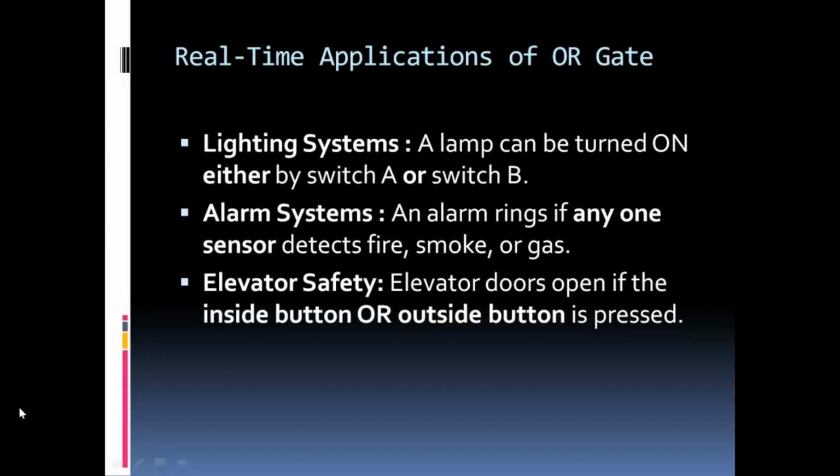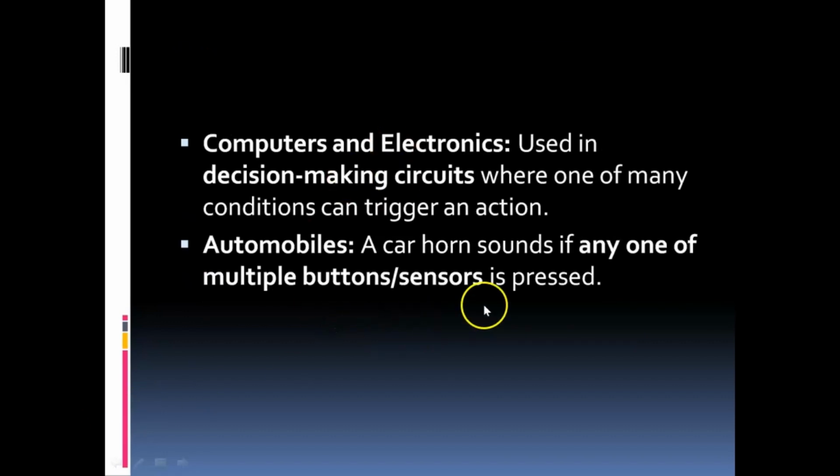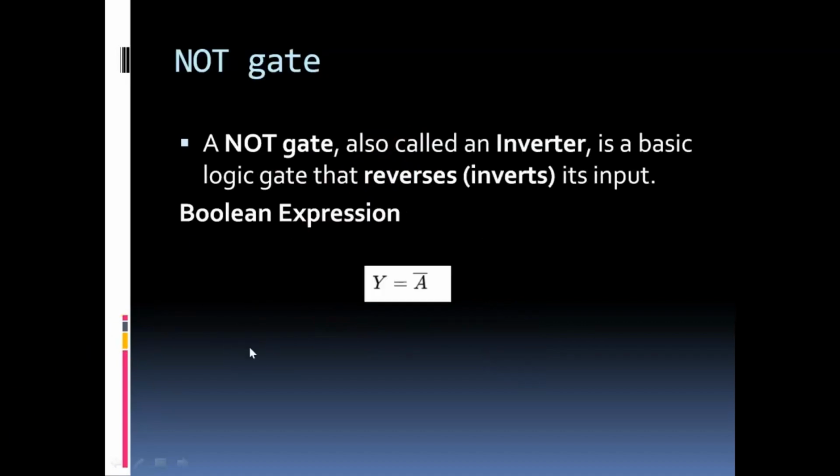The next example is elevator safety. Elevator doors usually open when you press the inside button, and if you press the outside button also it opens. So any one condition is true, and in that case the elevator door opens. That is again an example of the OR gate. Two other examples are also given. Please go through this. Next comes the NOT gate.